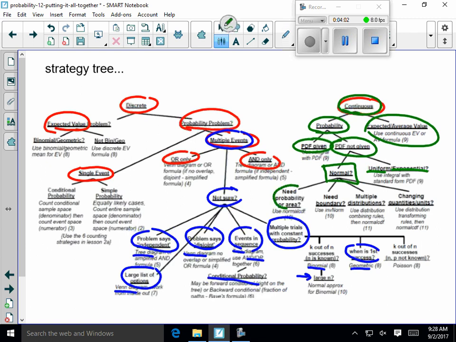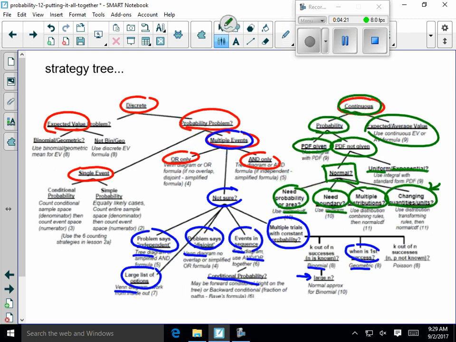We either need an area where we use normal CDF, or we need a boundary where we use inverse norm, or we have multiple distributions where we're transforming one normal curve to another using the transformation rules before we use these other two formulas. Or we have some sort of changing units, right? I'm sorry, this is the transforming one.